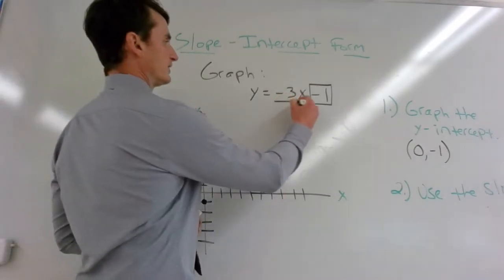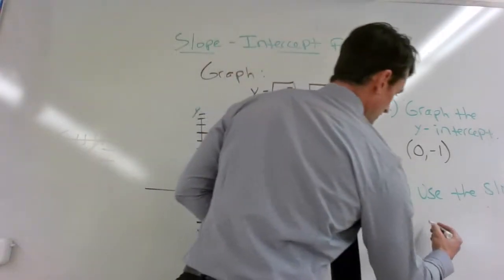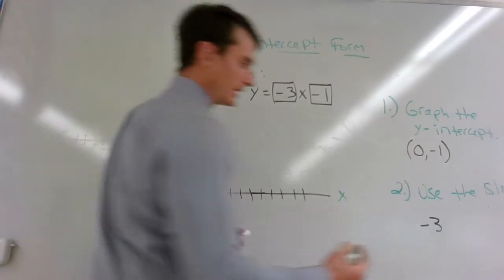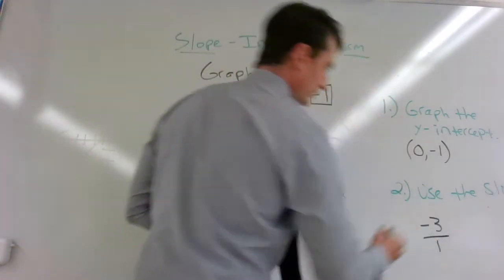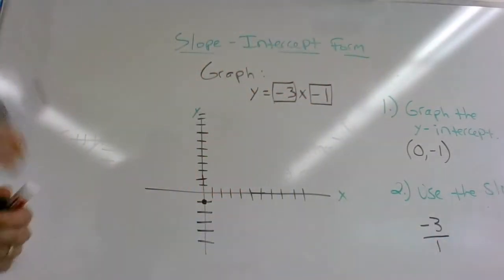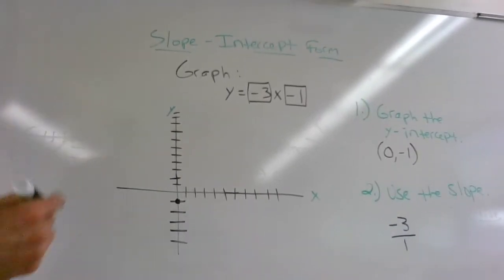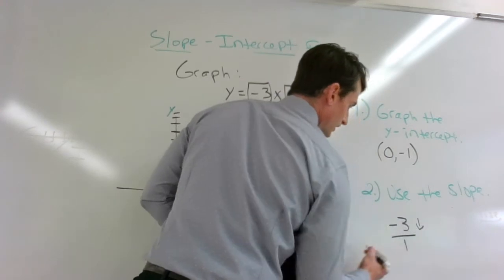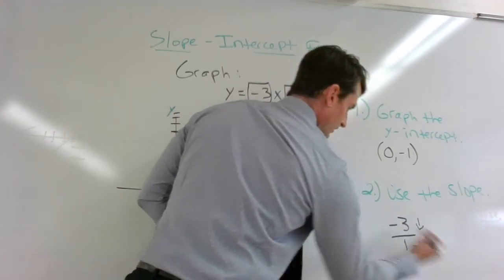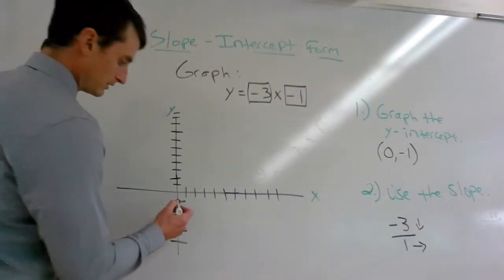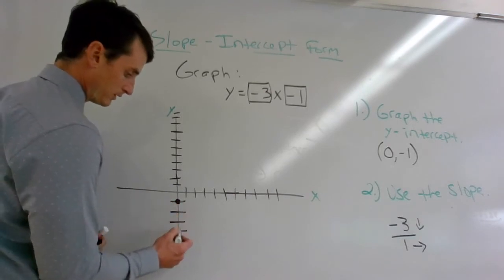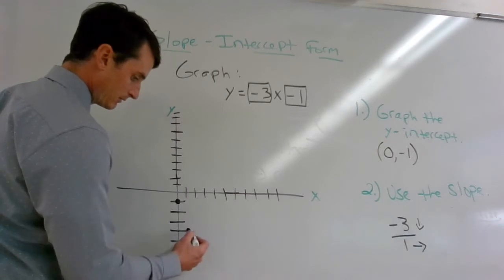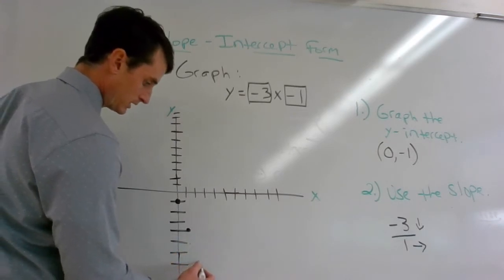Now we take our slope. This time it is an integer. So our slope is negative 3, which means it's a whole number. But any whole number can be put over 1. Okay? So change in y over change in x, so we have a negative 3 over 1. So because the top is a negative, it goes down, and the bottom is positive, it goes to the right 1. So we're talking about going down 1, 2, 3, and over 1. And again, we can do it again, down 1, 2, 3, and over 1.